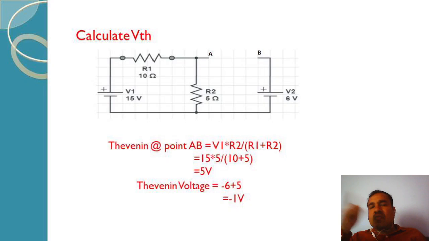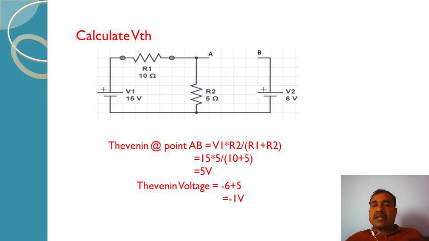But to apply that, we should know the voltage drop across resistance R2. Since R2 is now connected only to V1, you can easily find the voltage across R2 using the voltage division rule again. The voltage drop across resistance R2 is V1 into R2 divided by R1 plus R2. That is what the voltage division rule says.